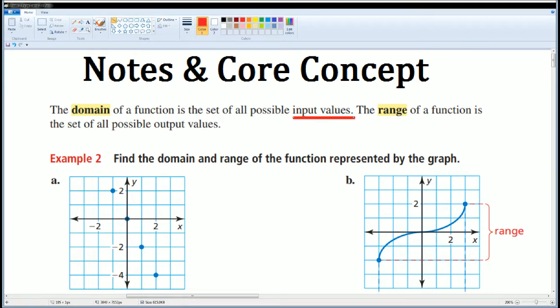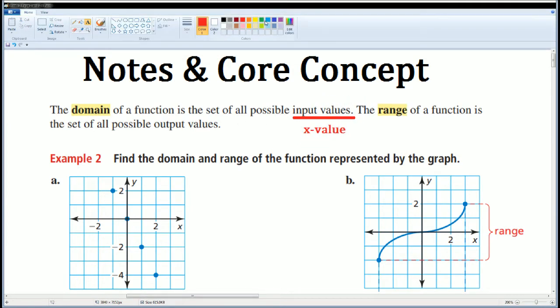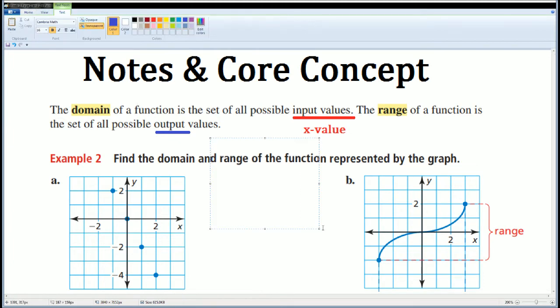Sometimes you might see this as your x value. And then the range is referred to as your set of all possible outputs, and your output graphically is going to be your y value.